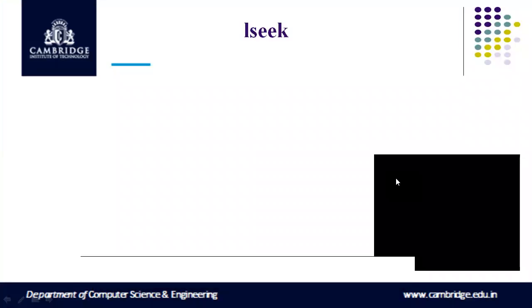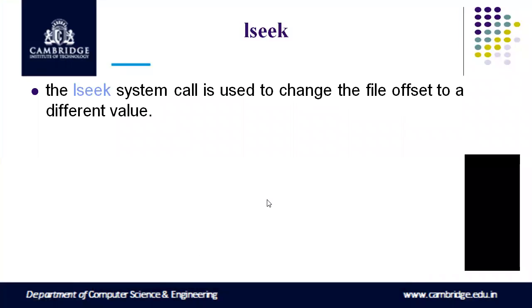Hello everyone. In this video, I'll be talking about the lseek API in the UNIX platform. lseek is an API which is used to change the file offset to a different value. First, we'll see what a file offset is. Offset is just a pointer. We use the lseek API to change your file pointer to a different value.